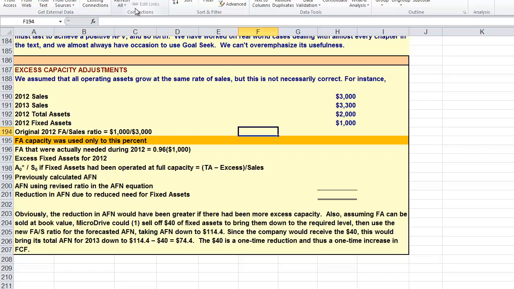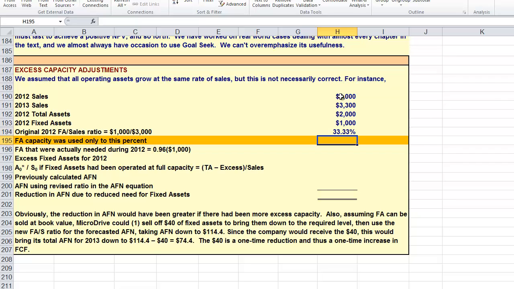So our fixed assets for 2012, and then our original fixed assets to sales ratio is equal to 1,000 divided by 3,000. The purpose for calculating this is to say this is the amount of fixed assets we needed to generate that amount of sales. So our fixed asset to sales ratio is 0.33, or 33.33%.